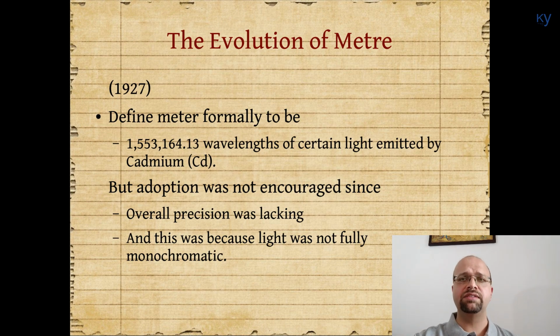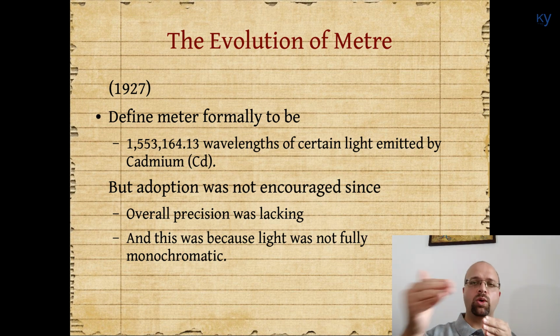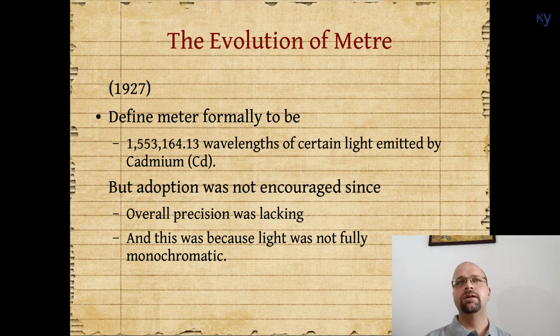So in 1927, when all of this became clearer, the meter was defined as 1,553,164.13 wavelengths of cadmium. They assumed that cadmium was a monochromatic, or single wavelength, source of light. So you could convert it into some number of bands, and you could use this definition to recover your meter. But this became unpopular because the precision was lacking, and it was later found that cadmium is not a perfect monochromatic source of light.